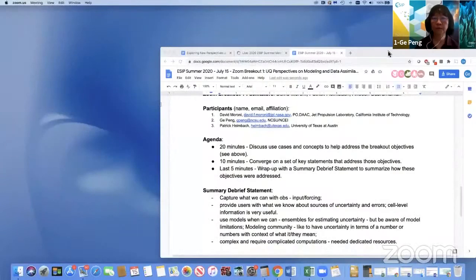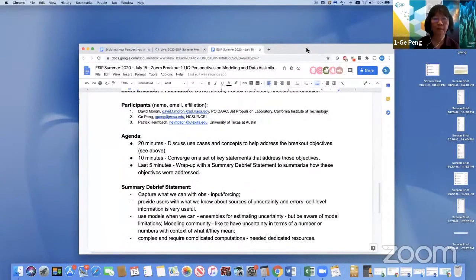Okay, thank you. And I'm going to share. Does everybody see my screen? Okay. We have discussed various different aspects, and here are some of the main points coming out from a very interesting and exciting conversation. One is that it's always good to capture whatever we can with observations, and that acts as input to the model or forcing to the model. And the second point is to provide users with whatever we know about sources of uncertainties and errors, even if we may not know everything.